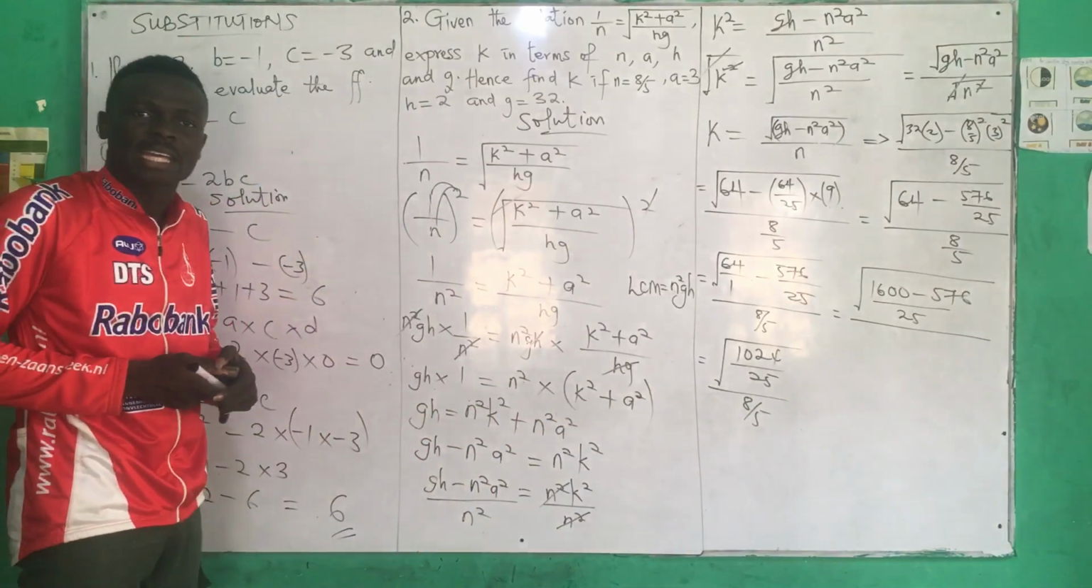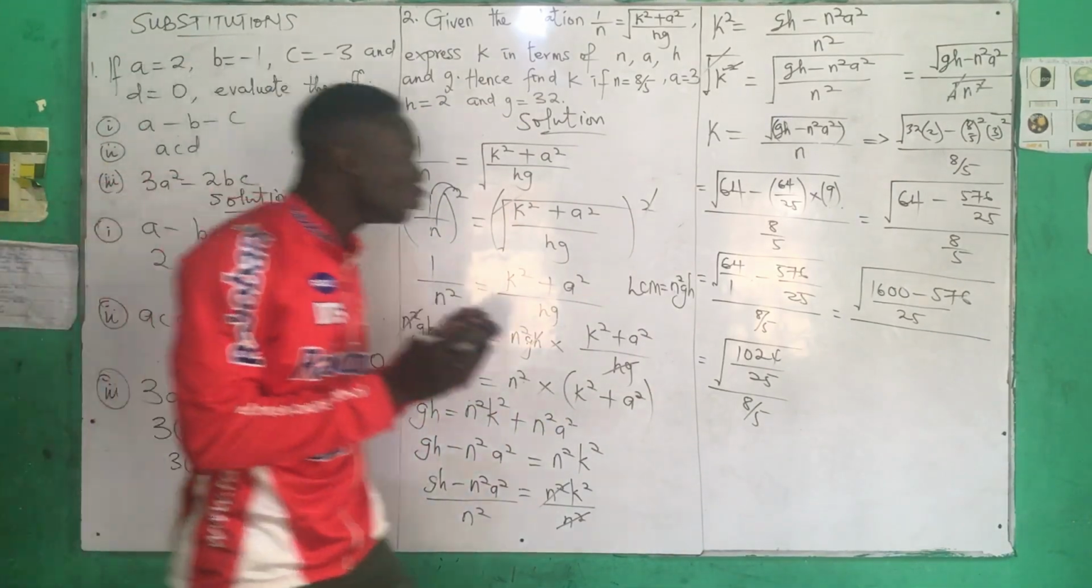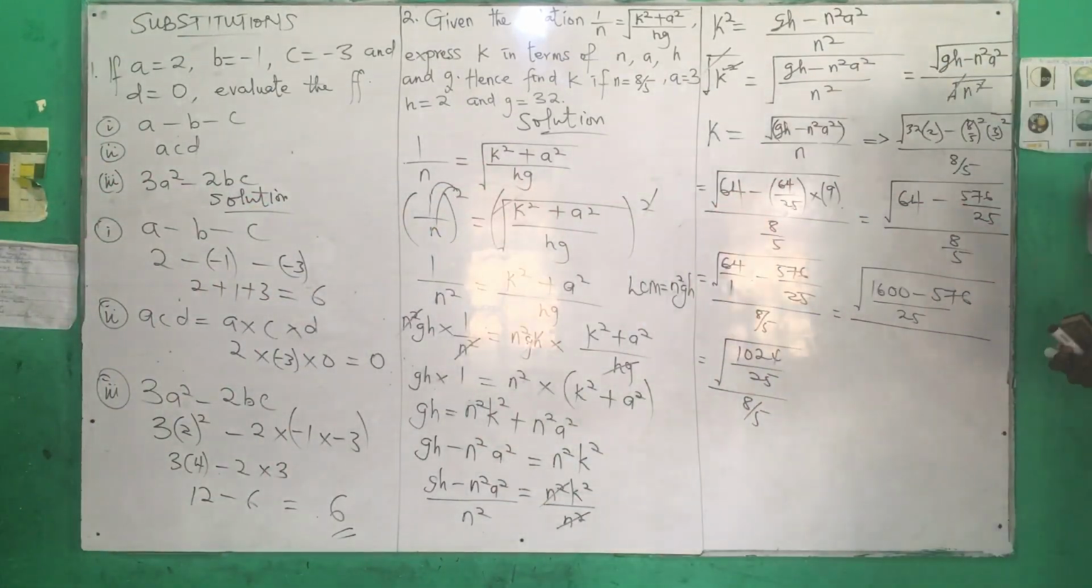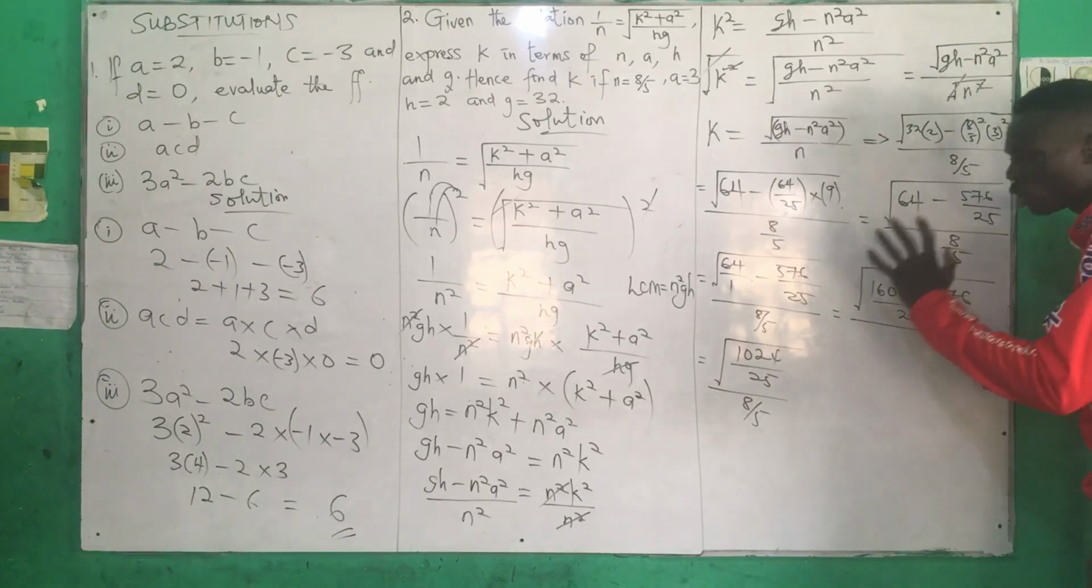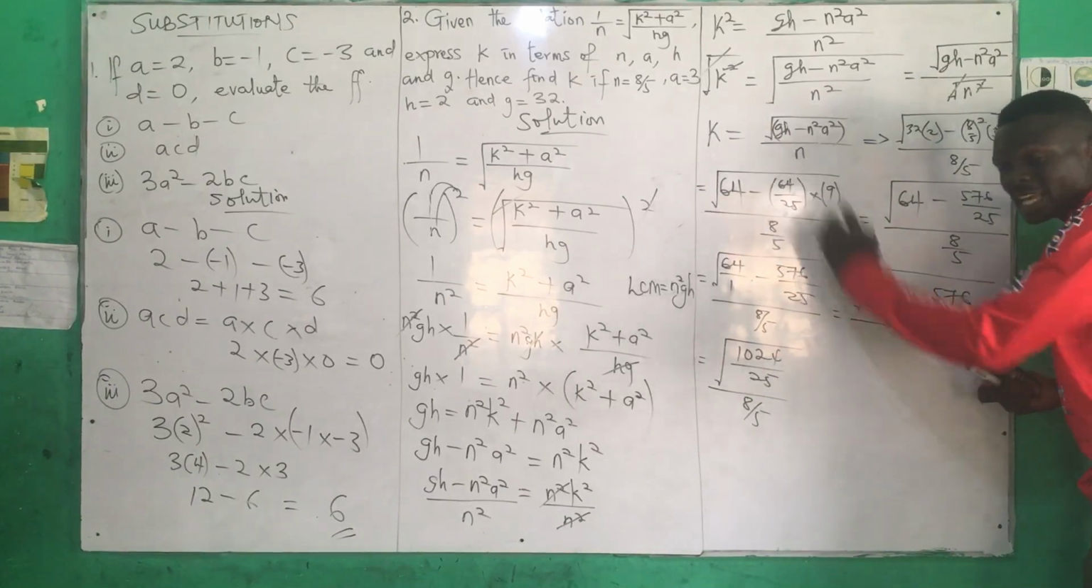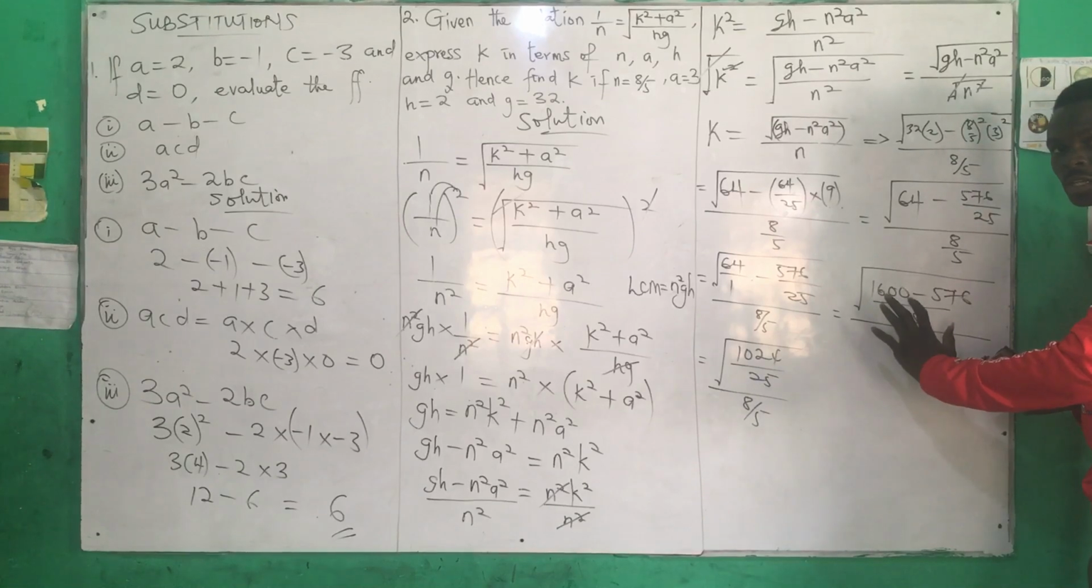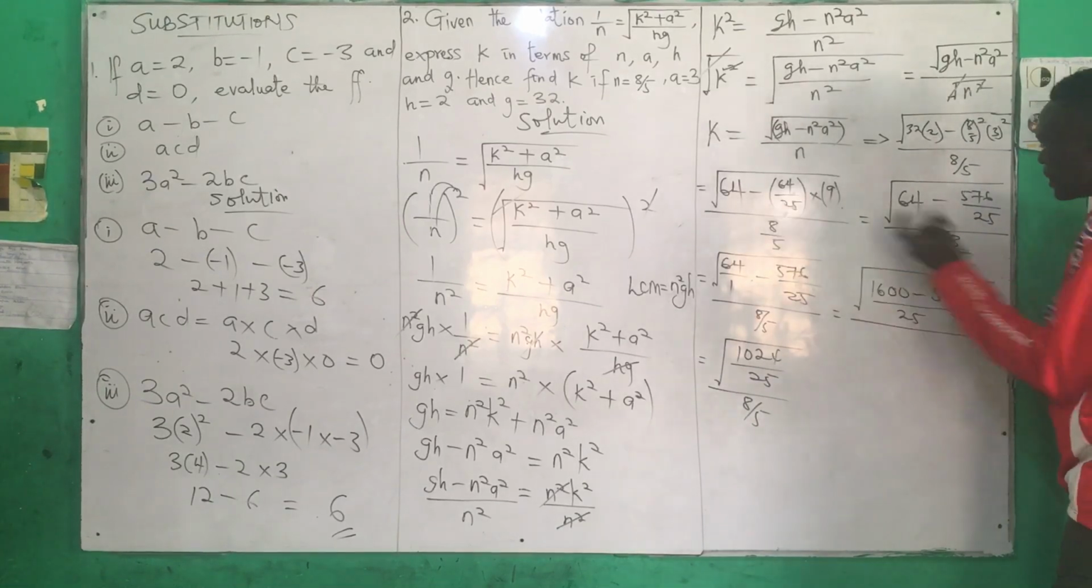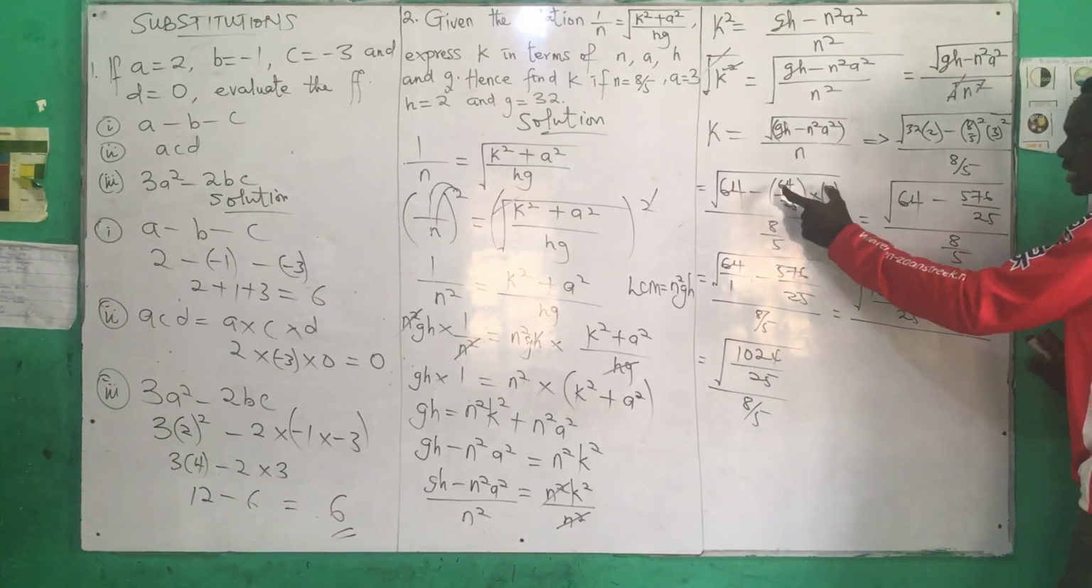Remember, in Basic 9, calculator is not allowed. So you have to work this out using your table. That is your multiplication tables. Very, very important. So here, we multiply to get this. So now we multiply this to get it.